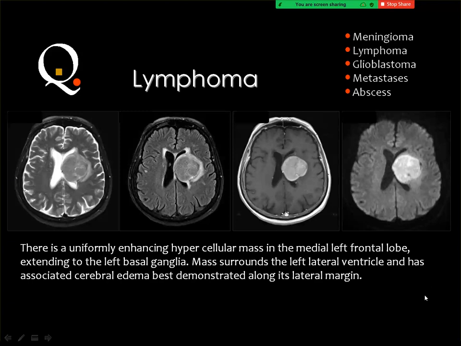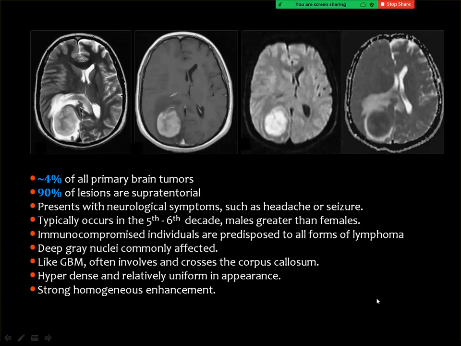The diagnosis is lymphoma. Then, lymphoma represents about 4% of the primary brain tumors, and 90% of these lesions are located in the supratentorial area. And the symptoms are similar to any brain tumor, like headache and seizures, and it usually affects old age, in males more than females. And the frequency of lymphoma is higher especially in immunocompromised patients, and lymphoma can cross the midline through the corpus callosum.